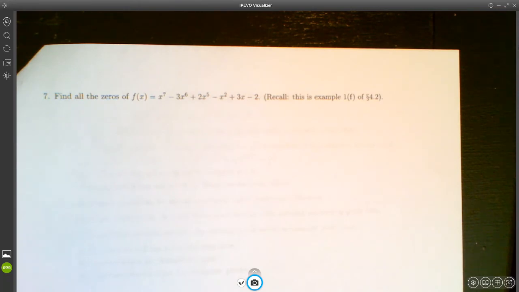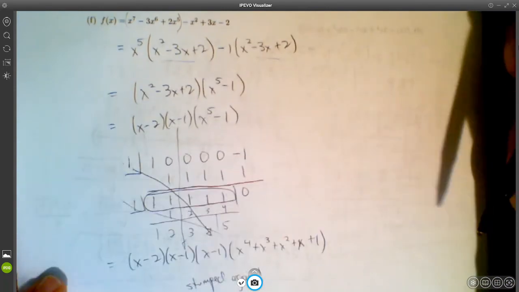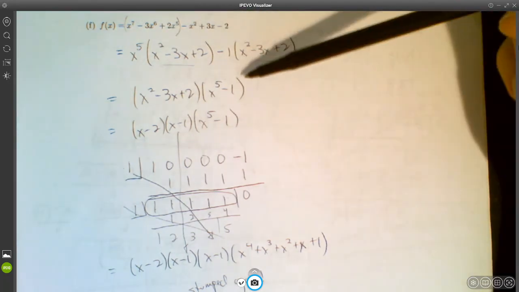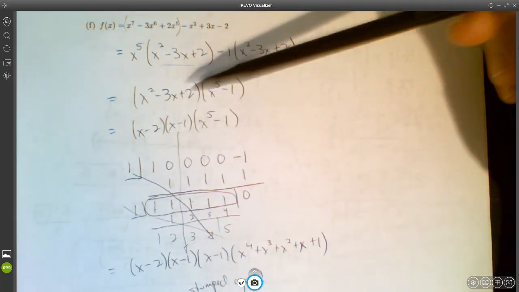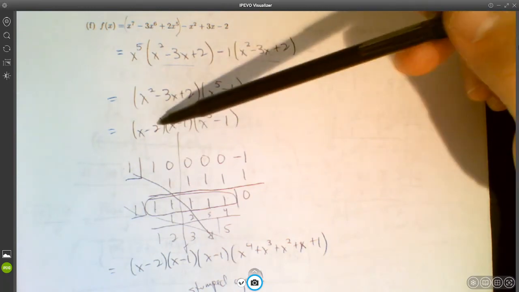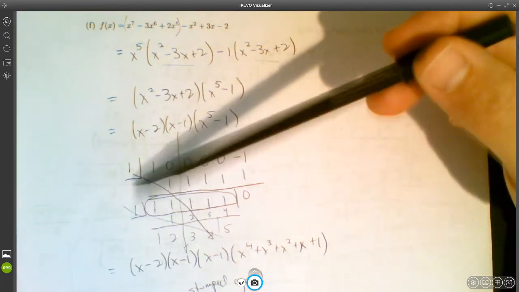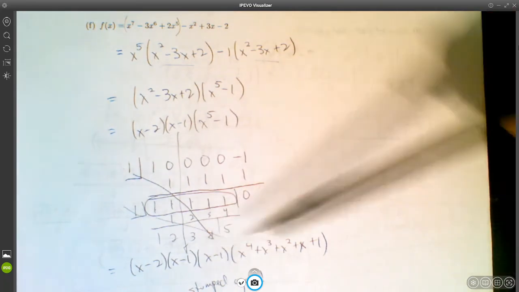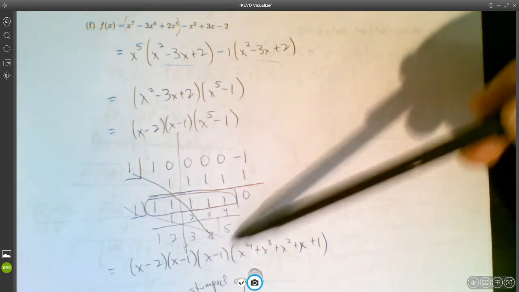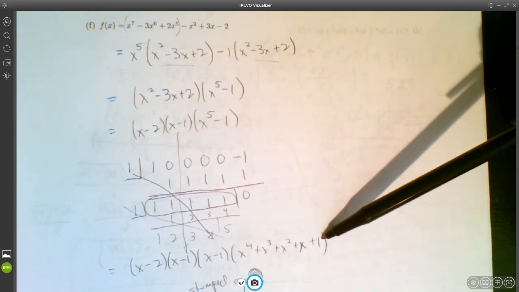We did make some progress on it. Okay, so here was 4.2 part F. So we made some progress. First of all, we factored by grouping. We saw that this thing was equal to x squared minus 3x plus 2 times x to the 5th minus 1. This thing factors further, but x to the 5th minus 1, now that was a problem. We found that 1 was a zero, but then we were left with this x to the 4th plus x cubed plus x squared plus x plus 1, and we weren't able to take that down any further. We weren't able to find any more zeros.